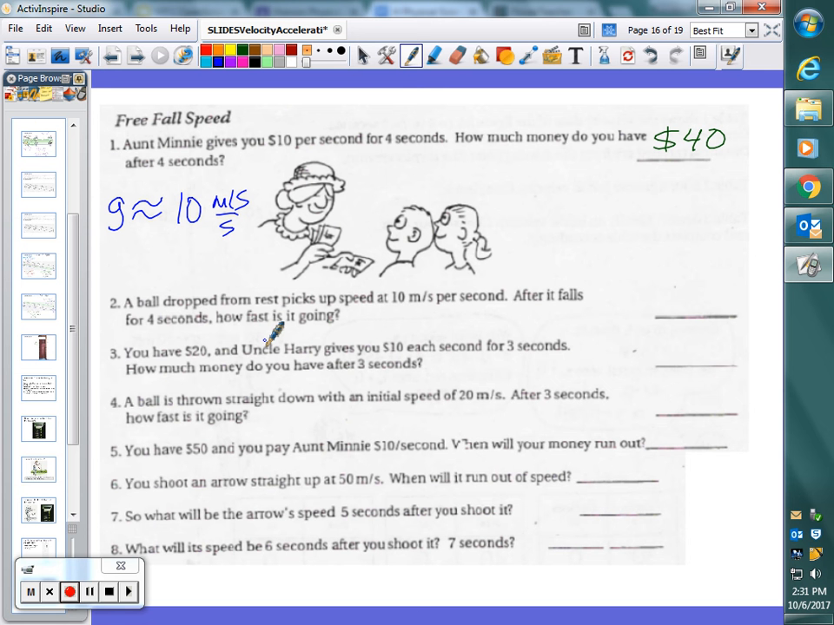Question number 2. It says a ball dropped from rest picks up speed at 10 meters per second each second. After it falls for 4 seconds, how fast is it going? 40 meters per second.